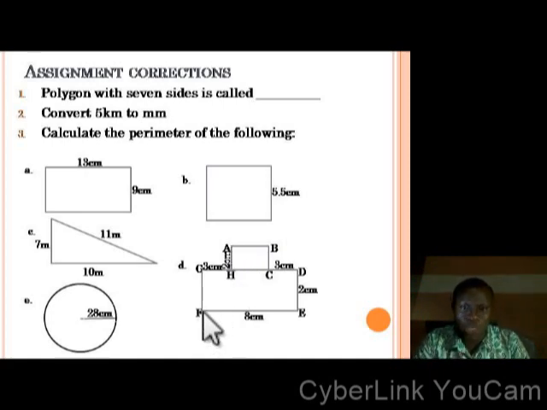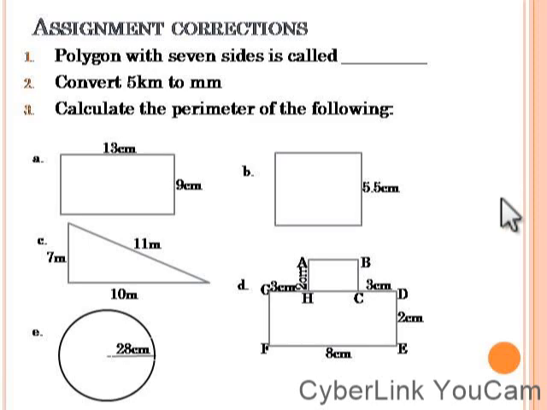Recall, in a rectangle, we say that opposite sides of a rectangle are equal. Let me make the screen bigger so that you can see it quite clearly. So as you can see from the diagram, you find out that FE is equivalent to GD, because we say that opposite sides of a rectangle are equal. So FE and GD are equal. So if FE is 8 centimeters, then GD should as well be 8 centimeters.